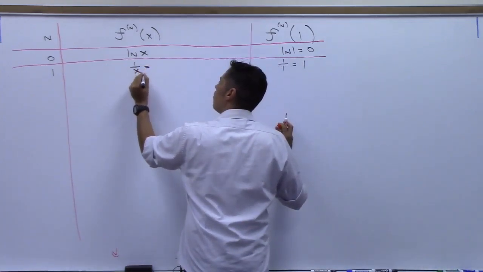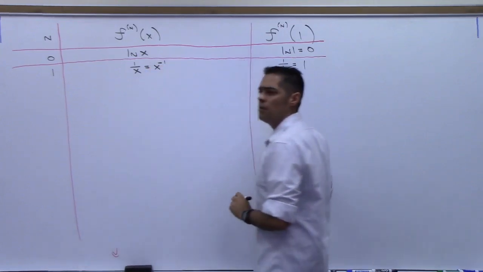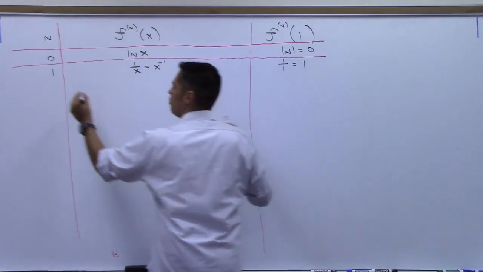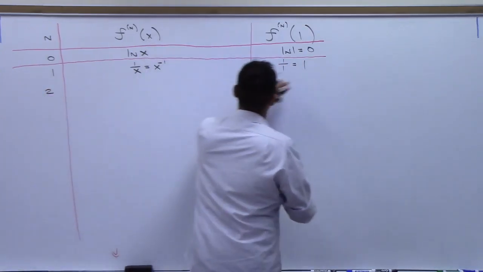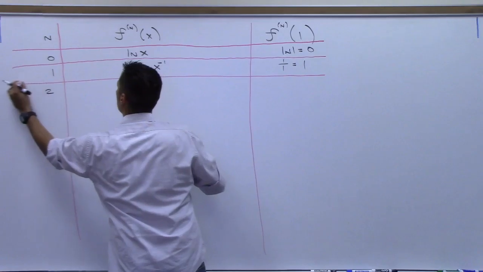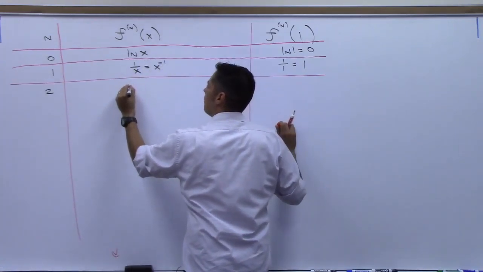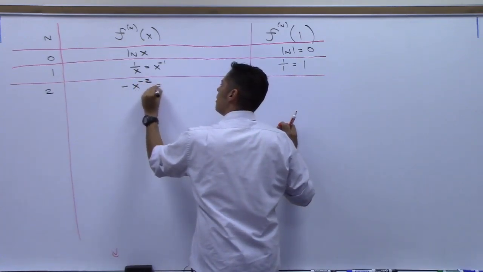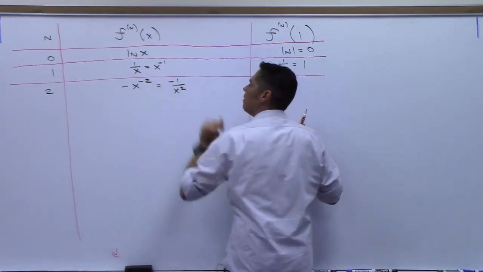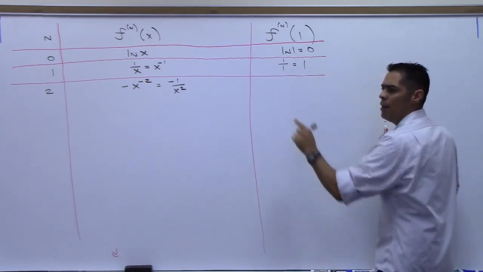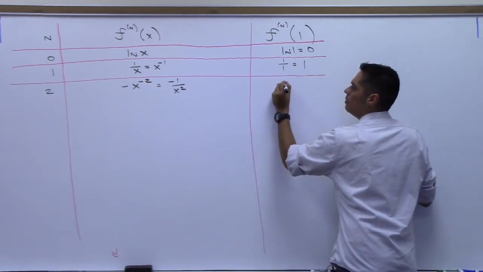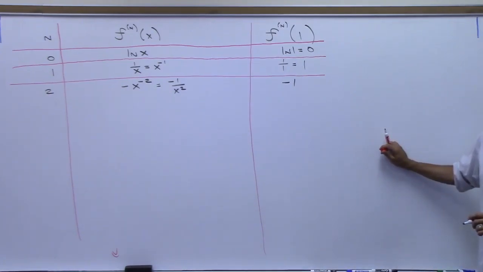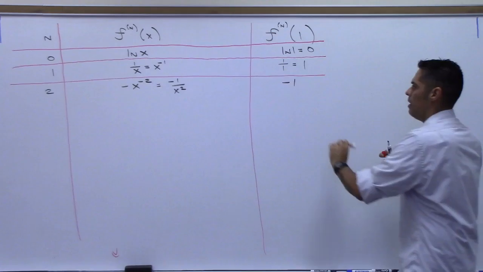Now, I'm going to rewrite 1 over x as x to the negative 1 because it'll be a little easier for me to take the derivative. So when n is 2, I'm taking the derivative again, and I get negative x to the negative 2, which is really the same as negative 1 over x squared, right? And when I plug 1 into that, I get negative 1, right? Agreed? All right, next one.